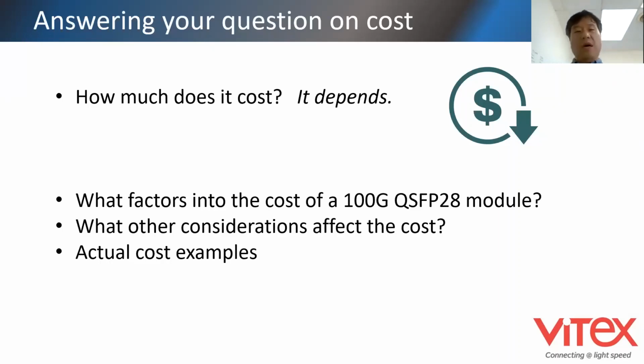But I do want to give you some sense of what factors go into the cost of, say, a typical 100 gig QSFP28 module. There are direct factors, but there are clearly business considerations, external factors, and the type of customers we are working with. So I'll also be discussing the other considerations that could affect the cost. And definitely we want to give you some sense of actual cost examples.